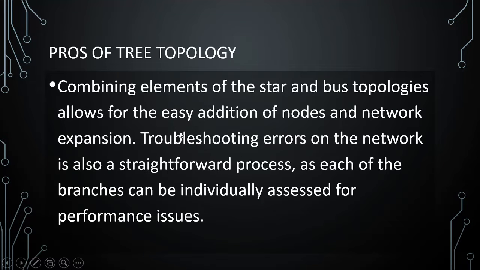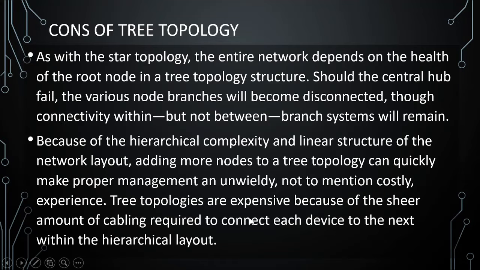Okay, so the advantage of the tree topology is that combining elements of the star and bus topology allows for the easy addition of nodes and network expansion. Troubleshooting errors on the network is also a straightforward process, as each of the branches can be individually assessed for performance issues.